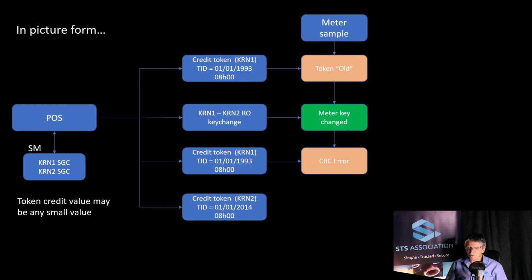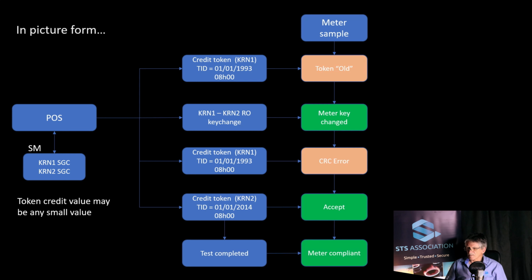Then generate a token on KRN2 with a TID value of the 1st of the 1st 2014 at 8 o'clock in the morning. Enter that into the meter and the meter should accept it. That means the TID stack has been cleared and the meter has key changed to a 2014 base date. The tests are now completed and the meter you've tested is compliant with the TID rollover.